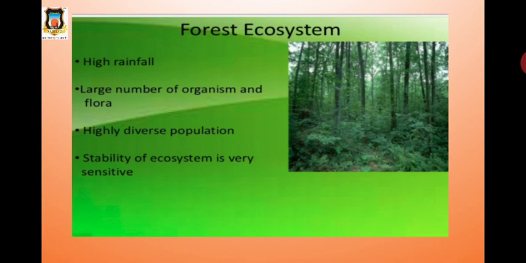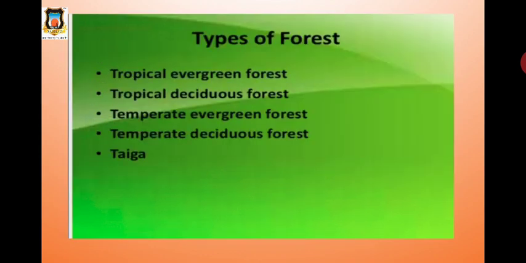It has a large number of organisms and flora. The stability of the ecosystem is very sensitive. And types of forest. There are various types of forests, like tropical evergreen forest, tropical deciduous forest, temperate evergreen forest, temperate deciduous forest and taiga.